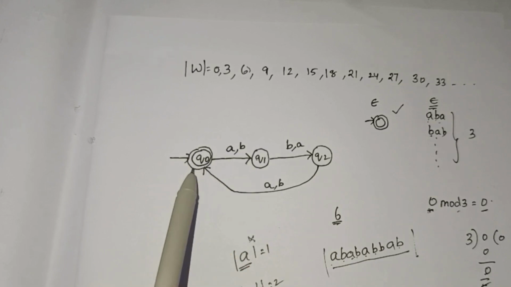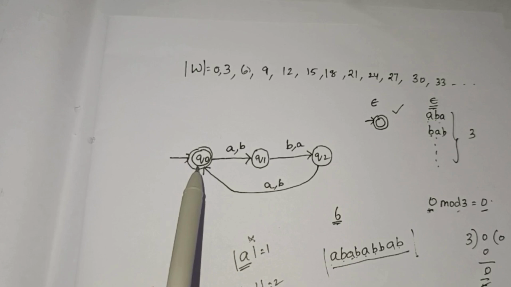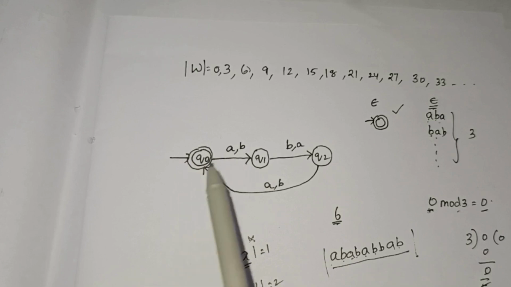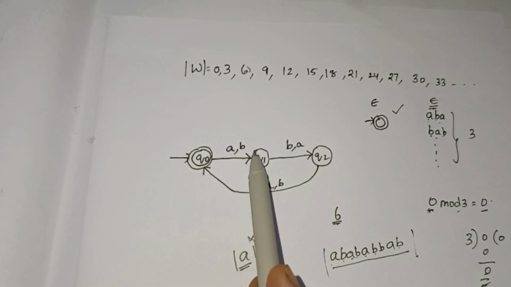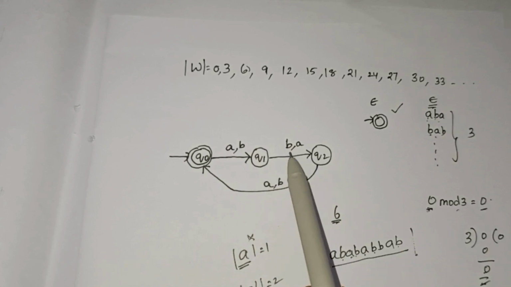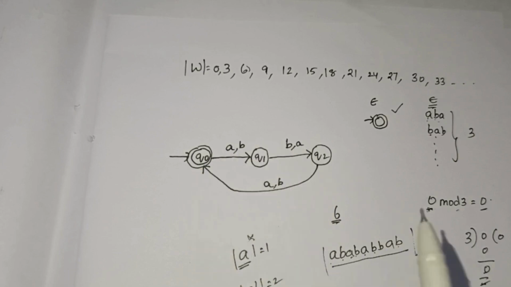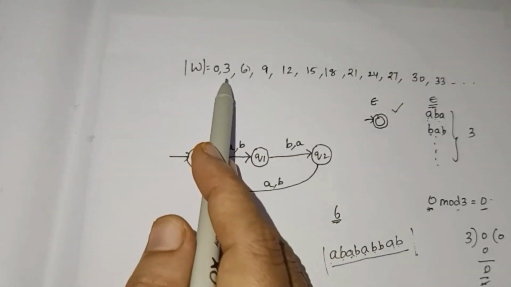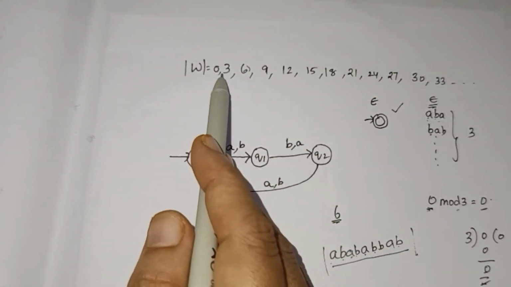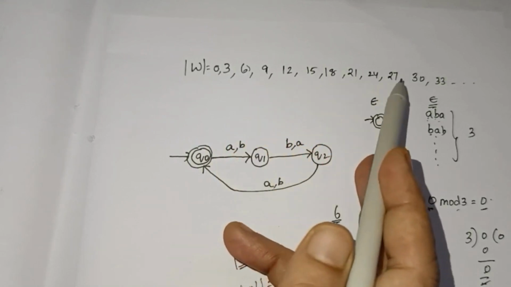Now check according to the definition of DFA. Each state should have a transition with A and B. Q0 has transitions with A and B. Q1 has transitions with B and A. Q2 has transitions with A and B. So all states have transitions with A and B. Hence, the DFA we have designed will accept all strings whose length is divisible by 3, that is, multiples of 3.